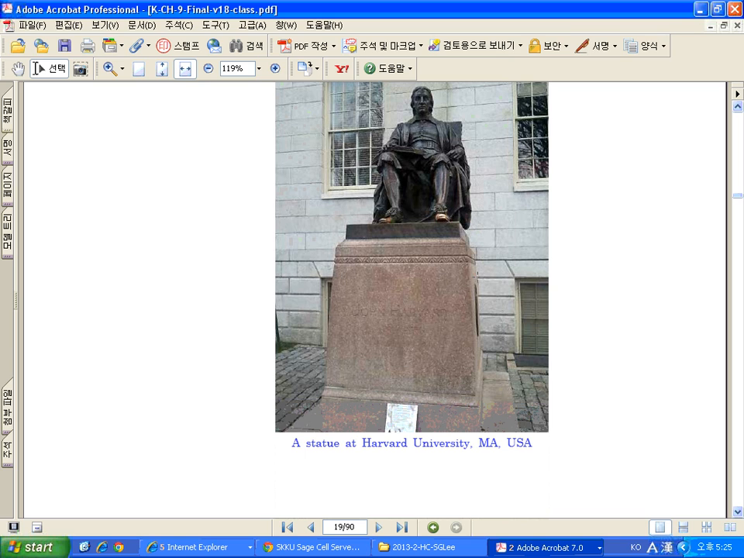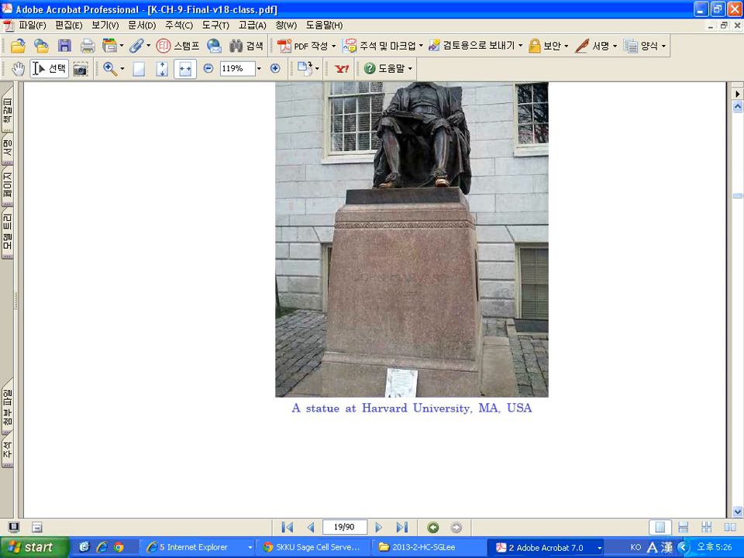Okay, this is the statue that I took a couple of years ago. This is John Harvard, who is a founder of the school there.